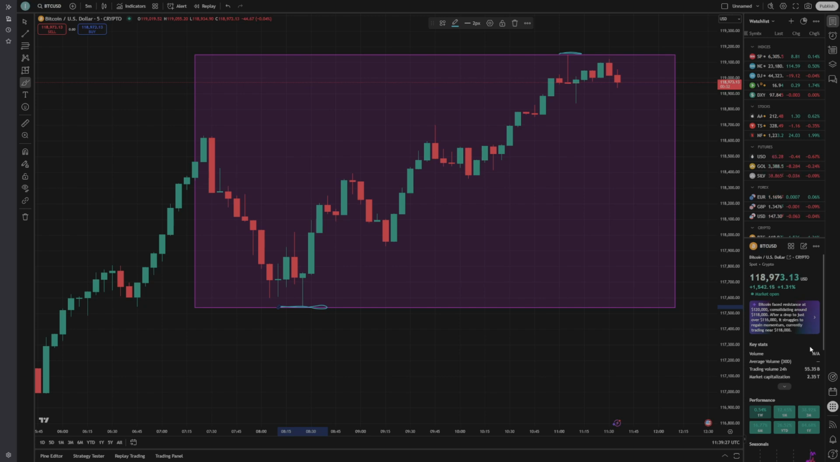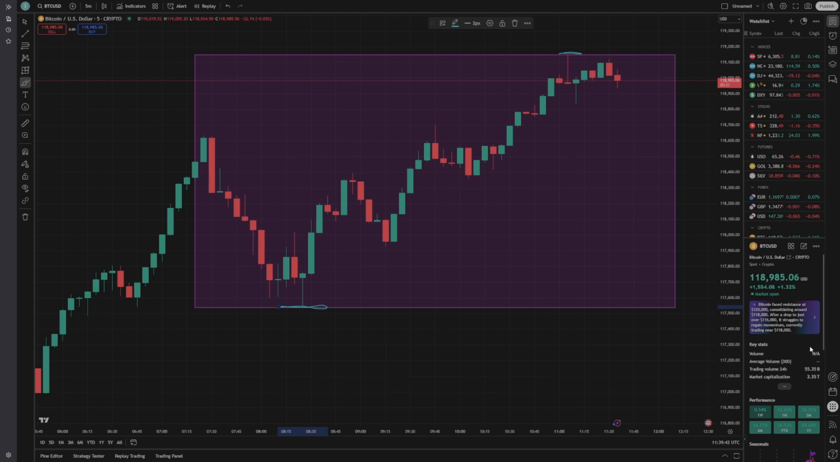Think of it like this. Price isn't just going up because of buyers. It's going up to fill sell orders waiting above. Once those are filled, the move reverses. That's why buying at the top of the box, without confirmation, is a dangerous mistake.